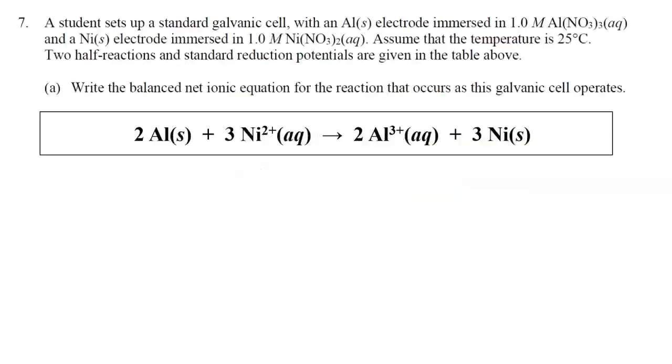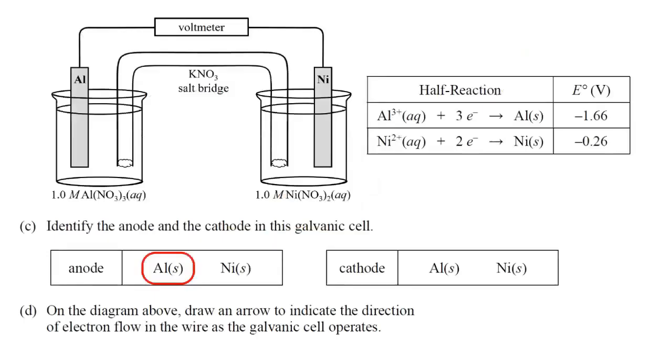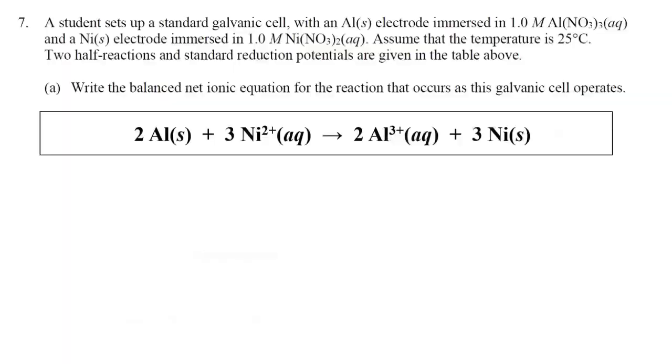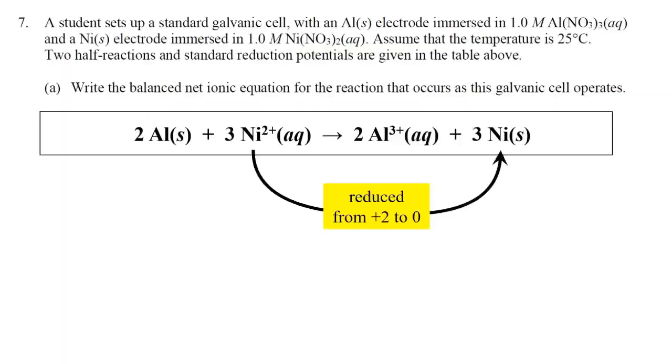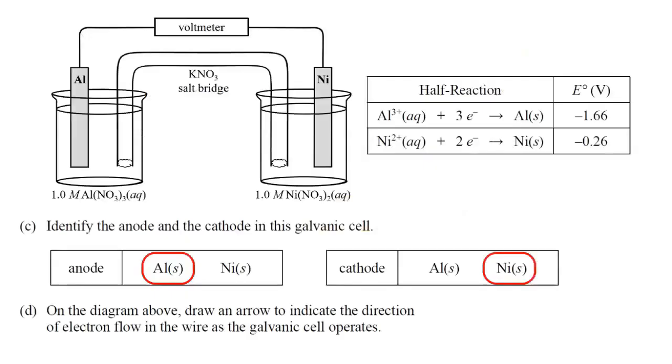Now here is the answer to part C. We know that the oxidation numbers for aluminum and nickel are changing. Let's see how they're changing. So for the aluminum, the oxidation number changes from 0 to positive 3. So that means that aluminum is being oxidized. Aluminum must be the anode because that's where oxidation occurs. And then for the nickel, its oxidation number is changing from positive 2 to 0. That means that nickel is being reduced, so reduction occurs at the cathode. So aluminum is the anode where oxidation occurs. Nickel is the cathode where reduction occurs.